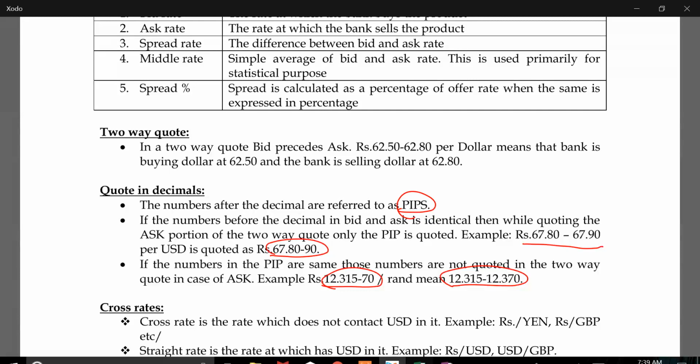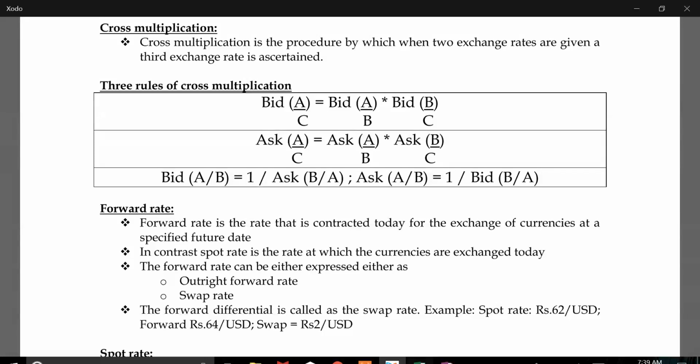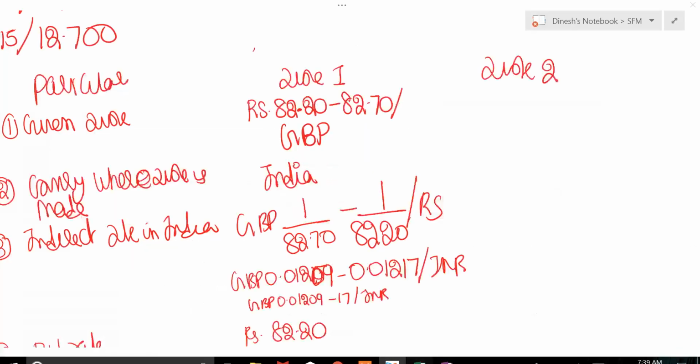Rupee per dollar is there, rupee per euro is there. If I tell you rupee per dollar, rupee per euro is there, and find euro per dollar or dollar per euro, you can use this and find. That is what cross rates are all about. Now, how you do cross rates is with the help of cross multiplication. First, let's be clear on this. Bid A by B is equal to 1 by ask B by A. Ask A by B is equal to 1 by bid B by A. The other two I am going to explain with an example.